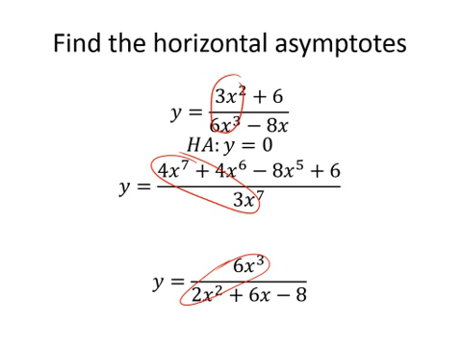The next one, since the exponents are exactly the same, that would mean our horizontal asymptote would be at the coefficients. Okay, so 4 over 3. So as that one goes off into infinity, everything kind of drops out except for the 4 and the 3. So we're left with 4 thirds.